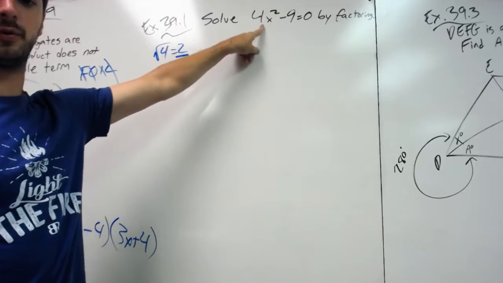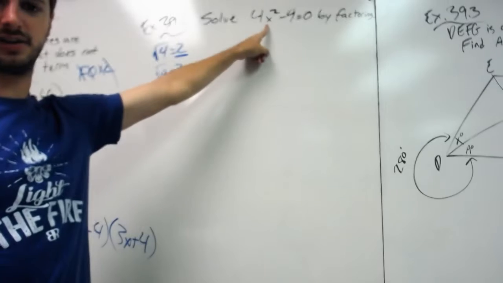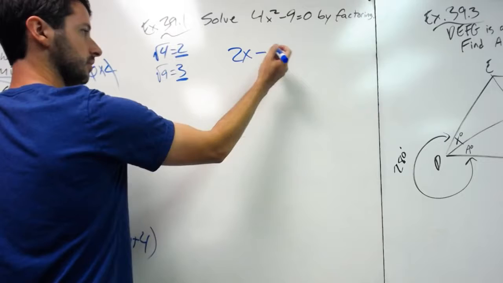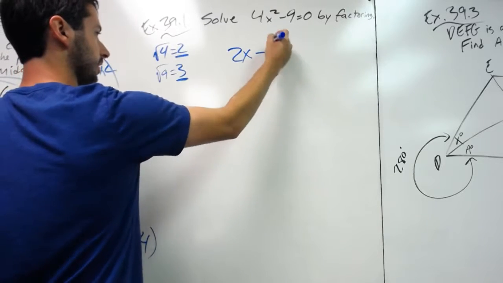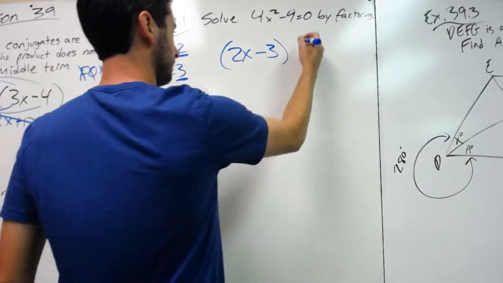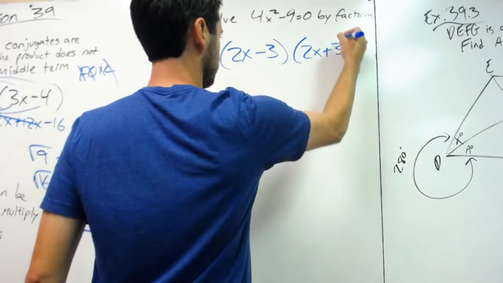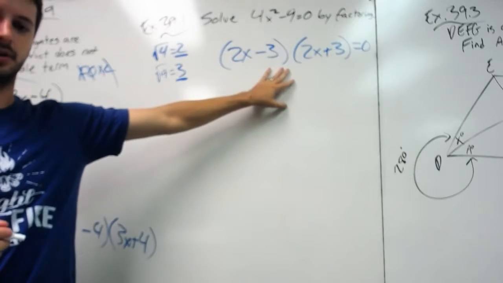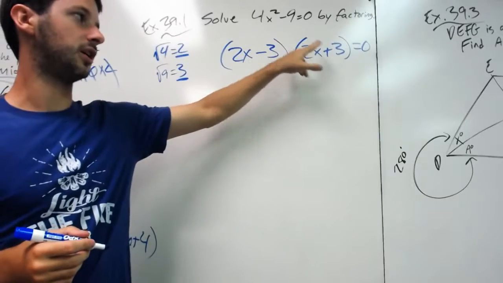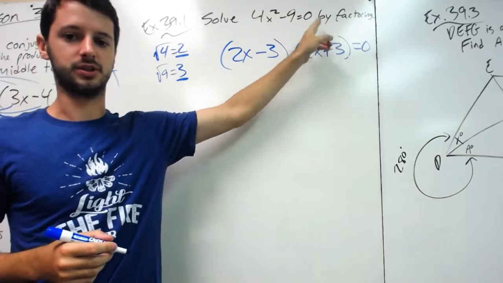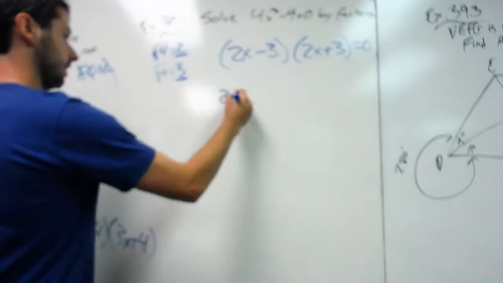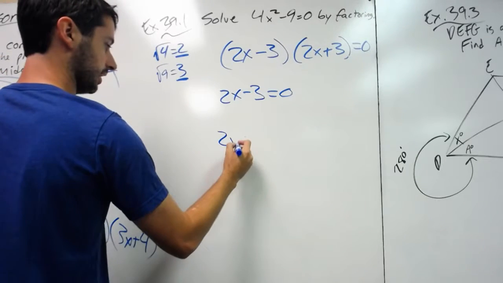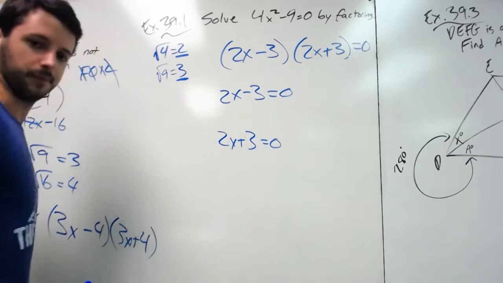The square root of 4, meaning the 2, had the x attached to it. So I would say 2x minus 3 times 2x plus 3 equals 0, and it doesn't matter which one's first. So we just multiplied by conjugates here. And now, it did want us to solve. Notice it says equals 0, and it wants us to solve. So now from here, all we do is 2x minus 3 equals 0. And then we do 2x plus 3 equals 0.